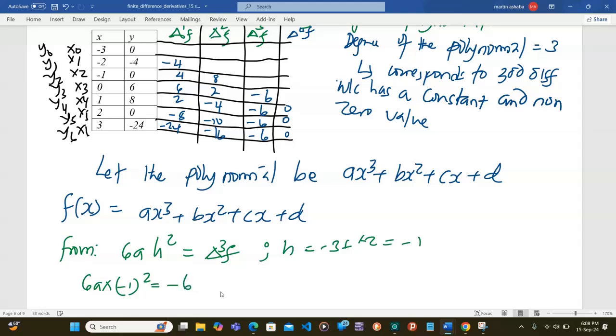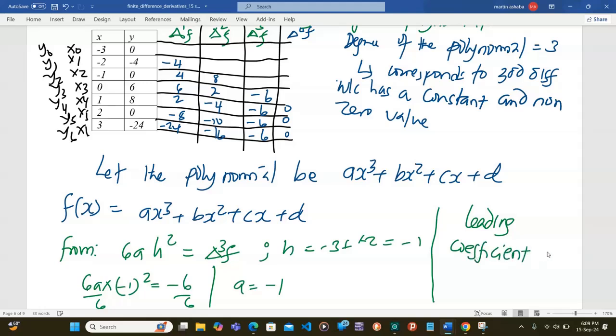So divide by 6, my a is equal to -1. So I've already seen that the coefficient of this x cubed is -1. Other people call it the leading coefficient. So the leading coefficient is equal to a, and is equal to -1.